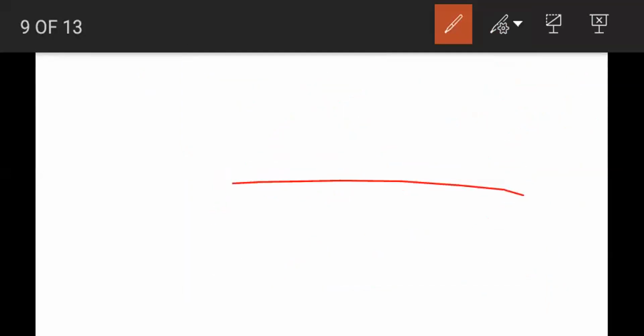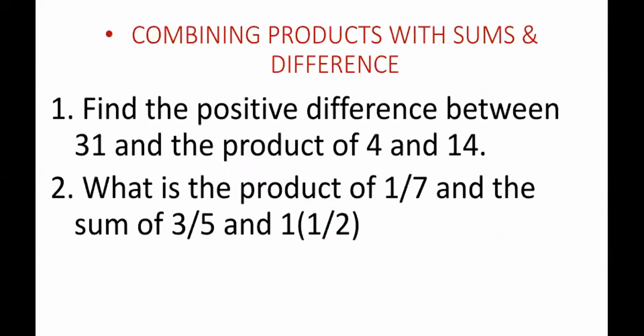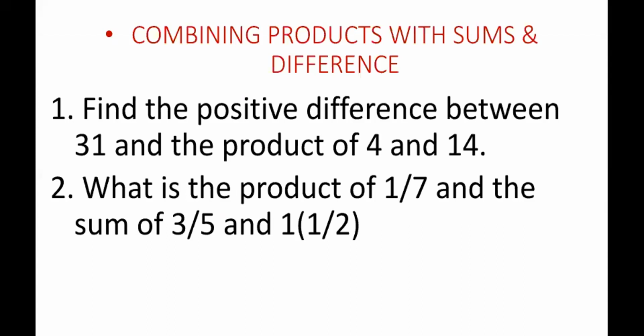So let me move on. The next example here, we are moving on to where we are combining products. When you are combining products with sums and differences, once you combine products, we know how to manipulate products now, addition and subtraction now. Sum, difference, product. Now, sometimes you have three of them. They will write questions combining three of them together. Look at this question. Question number one.